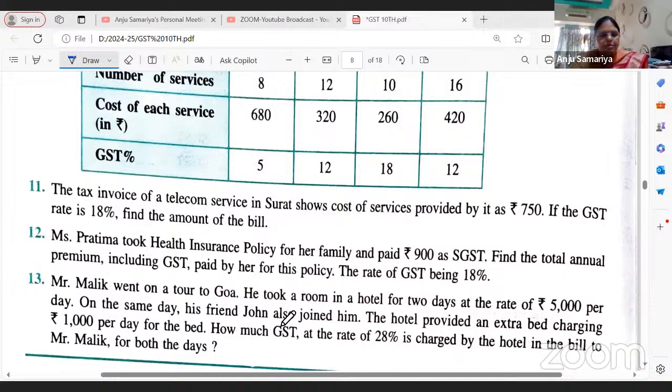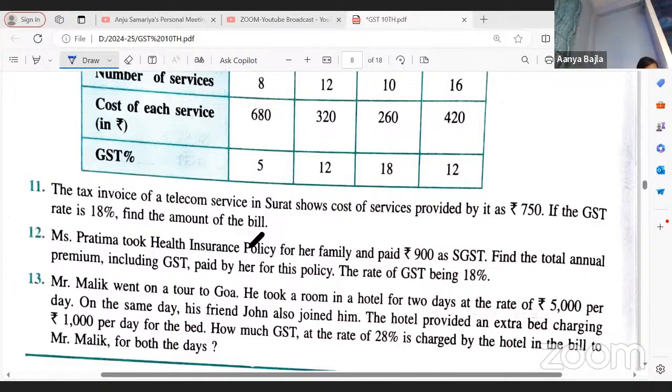6,000 पे कितना मिल रहा है उसको? GST how much? 28%. 1680 into 2. 3360. So the total GST he has to pay is 3360.